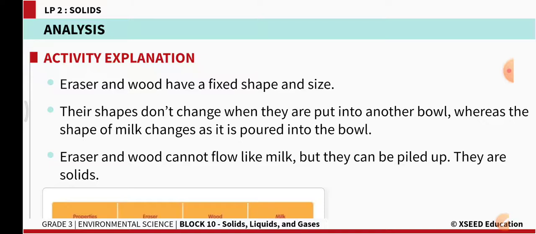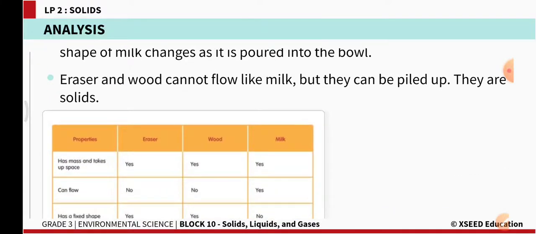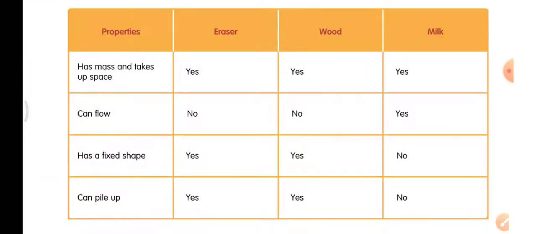Eraser and wood have a fixed shape and size. Their shapes don't change when they are put into another bowl. If you pick up wood and eraser from one bowl and put them into another bowl, they won't change their shape. Whereas the shape of milk changes as it is poured into the bowl. Eraser and wood cannot flow like milk, but they can be piled up. They are solids.